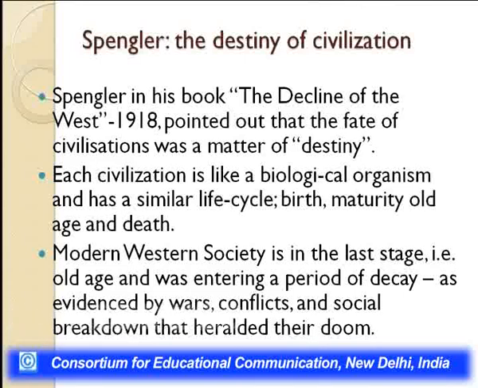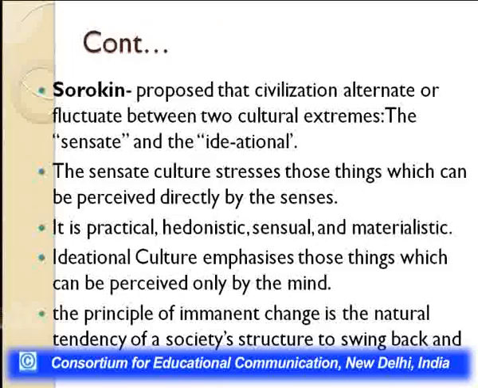So, we try to understand there are so many wars, there is so much conflict, so much negativity around, that it has forced thinkers to try to understand the society is almost facing an age or a stage of breakdown. Then we have the theory of Sorokin.